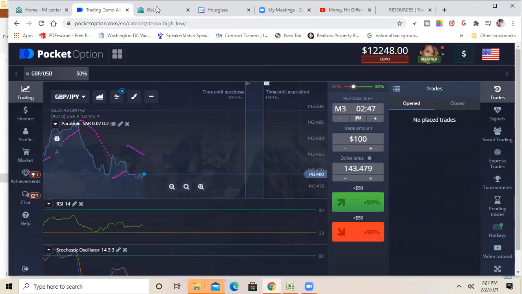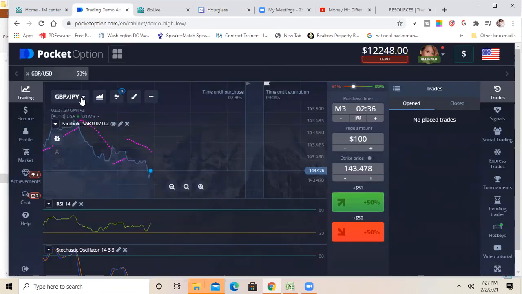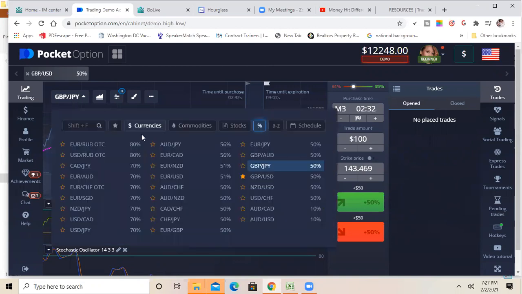So let's go back to Hourglass and see what's going on. We're going to pull GBP/JPY, and it says a call. I'm going to go to my trading platform. I'm going to look for GBP/JPY. Here are the available currencies that you can choose from. You guys still with me? All of these are available currencies that you can choose from.